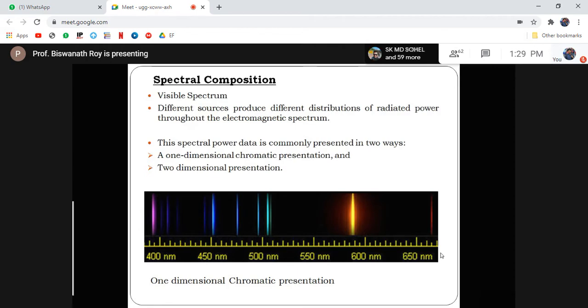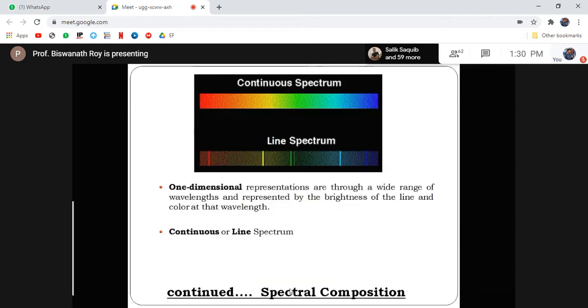color. So color is not associated with the radiation, right? I repeat, color is not associated with the radiation. It is the property of our visual system that we can differentiate different wavelengths as different colors. So this is the one-dimensional chromatic presentation. And these one-dimensional chromatic presentations are of two types: one is continuous spectra, and the other is line spectra.